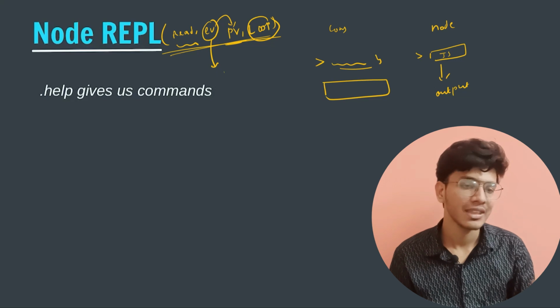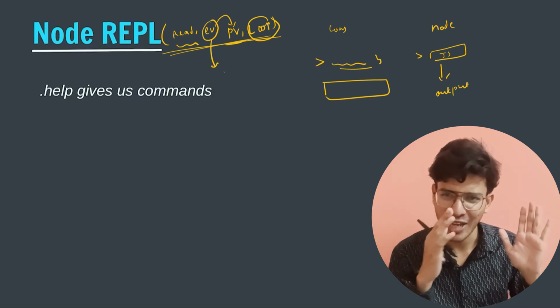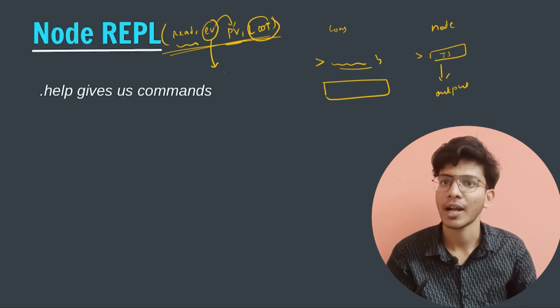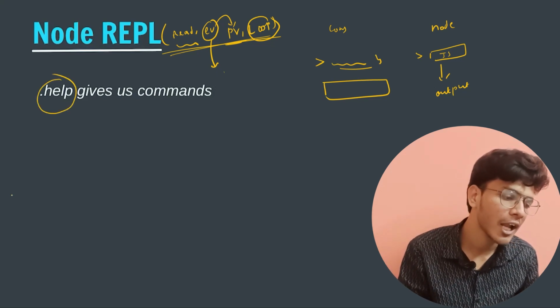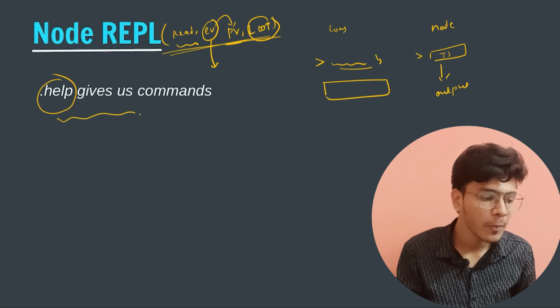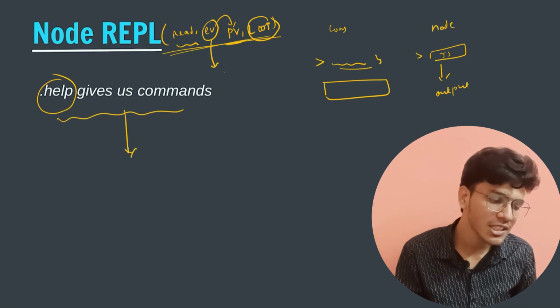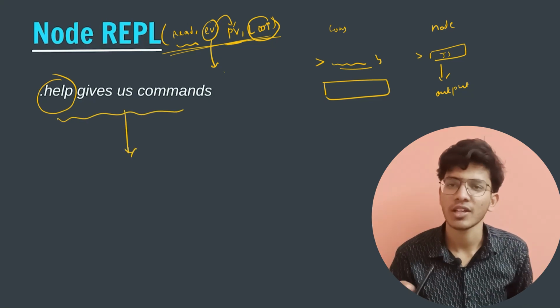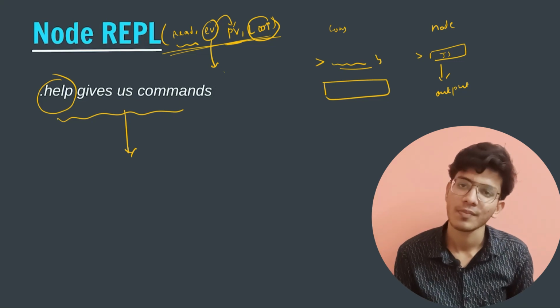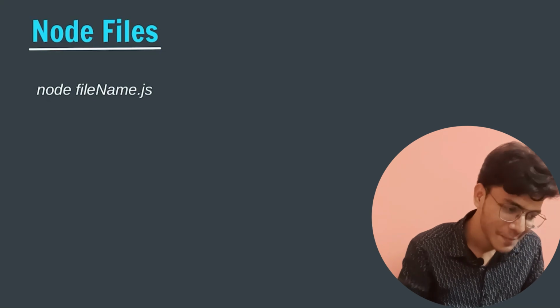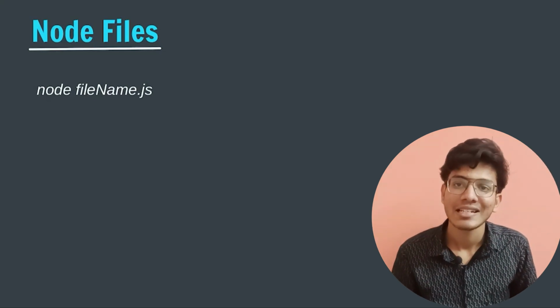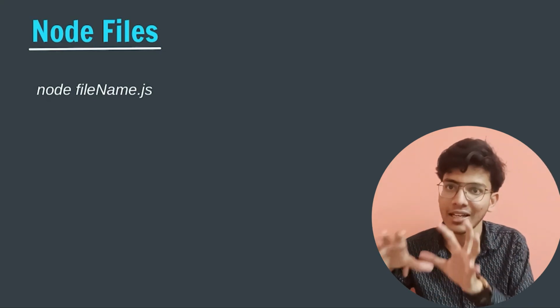Now there are some commands which we have just seen, 7 commands, and the most important command in Node.js is .help. .help will provide you all the commands, and by just reading them you can understand what each command will do. Okay, now the first concept we have is how we can add our file in our Node.js environment.